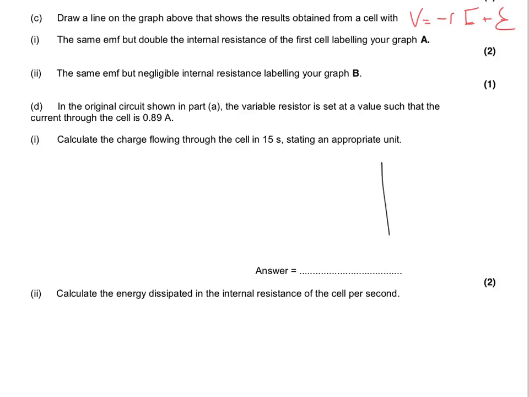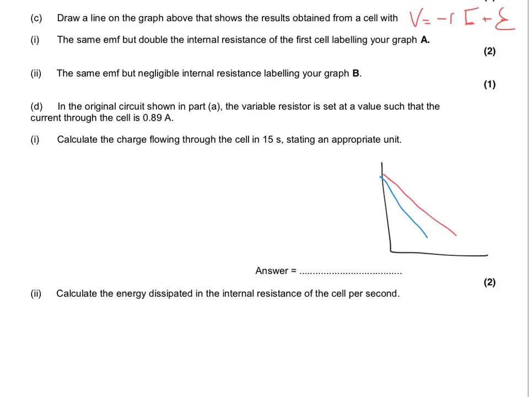I'll just do a quick sketch over here. Originally we had this line here, so what you should have had is a line with the same y-intercept, because the EMF is the same, but it should have had double the gradient going down like that. There were some specific points it had to go through to show that it was double the gradient. So there was one mark for having the same y-intercept, and another for having double the gradient.